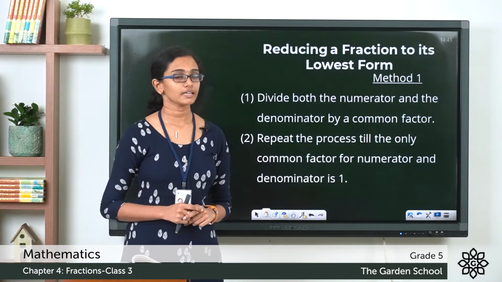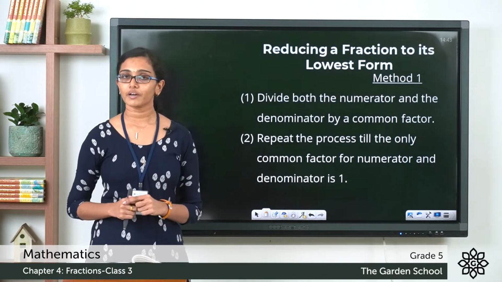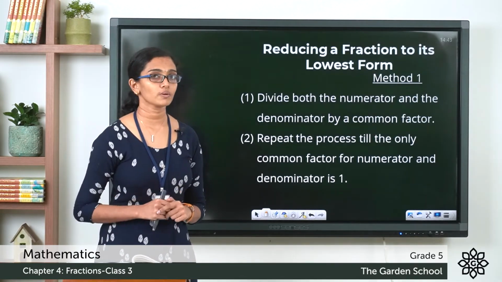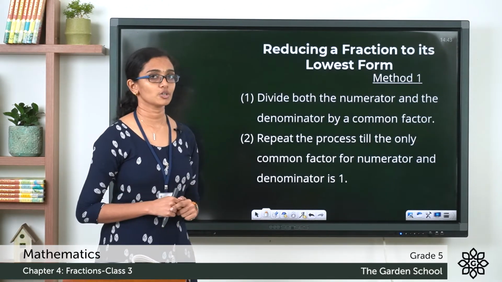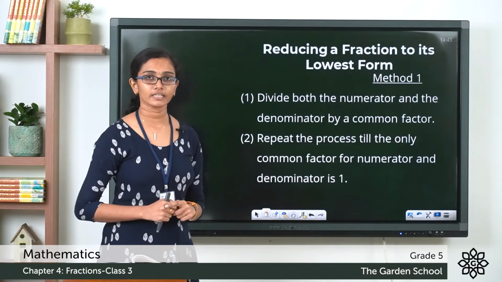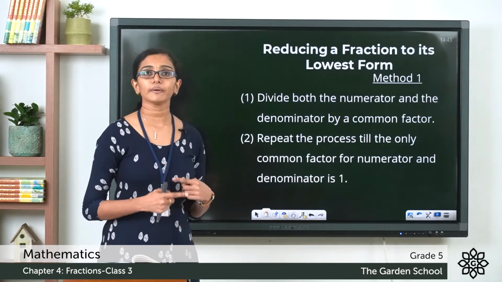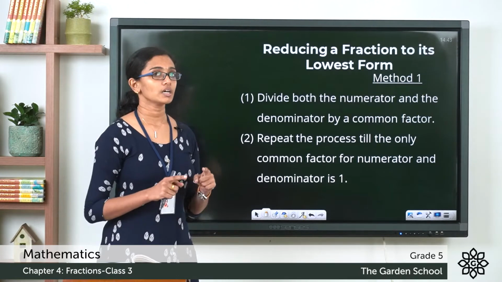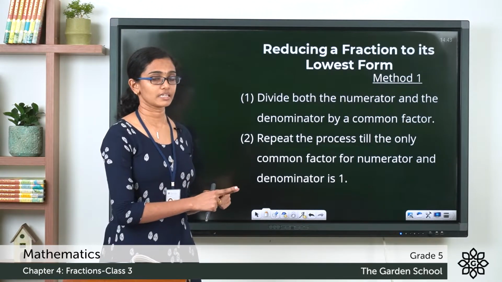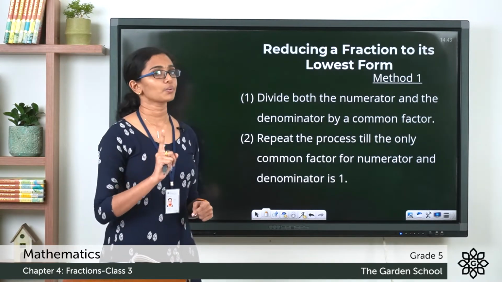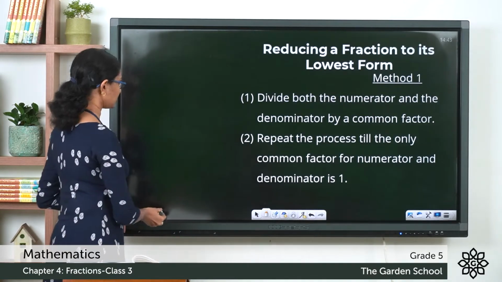Let's see the first method. In the first method, what you have to do is divide both the numerator as well as the denominator by a common factor, and repeat the process until the only common factor for the numerator and the denominator is 1. Let's see that with an example.